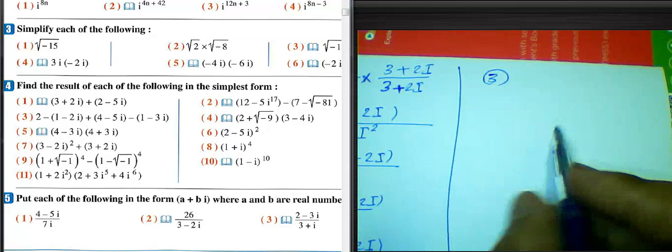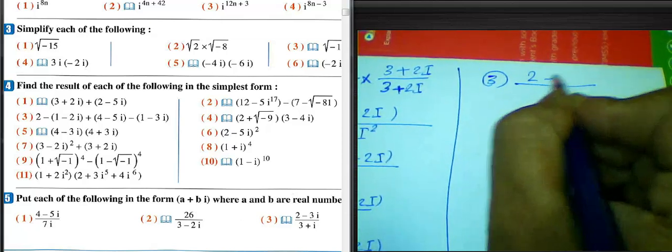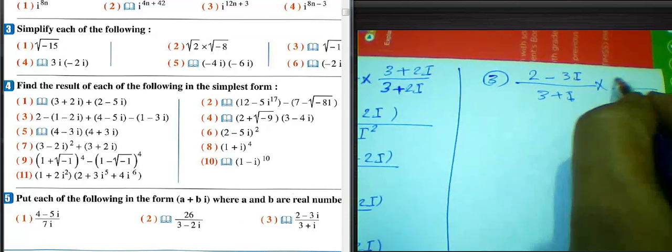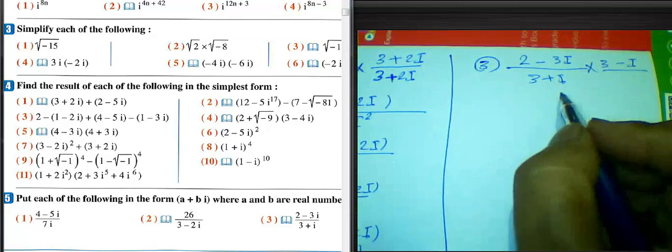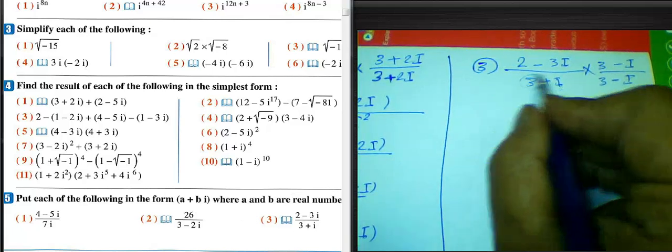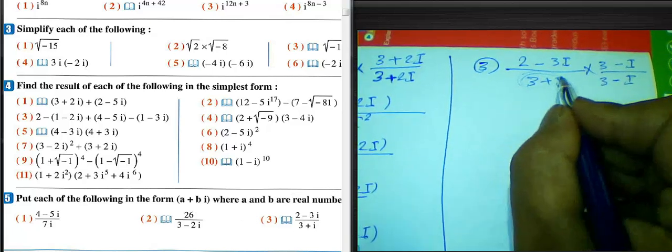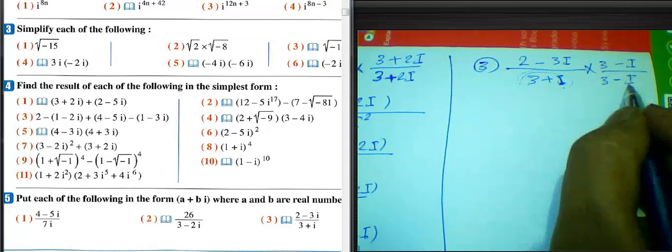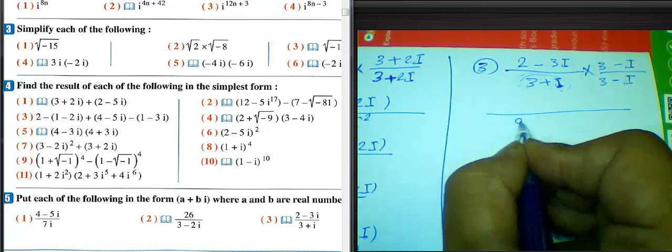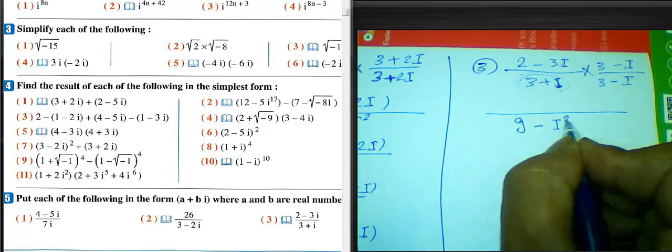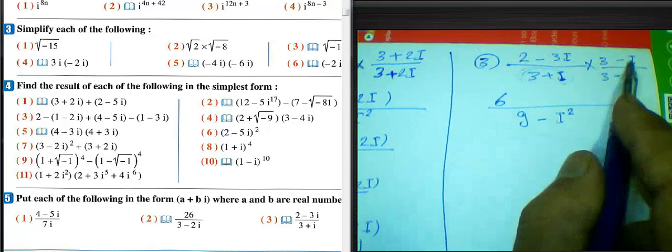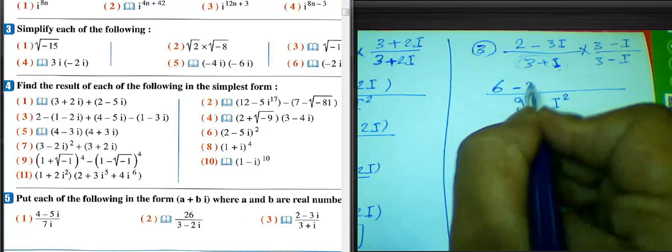Okay, question 3: 2 subtract 3i over 3 plus i. First we multiply by 3 minus i, because it's the conjugate. The conjugate of the denominator 3 plus i is 3 minus i, so you will multiply by 3 minus i. The result will be, in the denominator, 3 times 3 equals 9, subtract i power 2, and in the numerator 2 times 3 equals 6. 2 times negative i equals negative 2i.